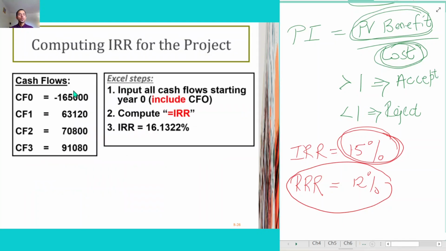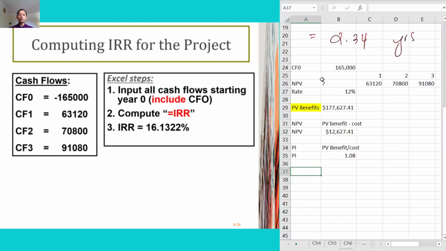Okay. So computing IRR for the same project that we are looking at. Excel steps: input all cash flows starting year 0, which means include CF0 as well. Until now, for our NPV and PI, we excluded CF0 when we input, because we wanted to subtract CF0 when we found NPV, and divide by cost when we found PI. But when you compute IRR, you need to include cash flow 0 as well.